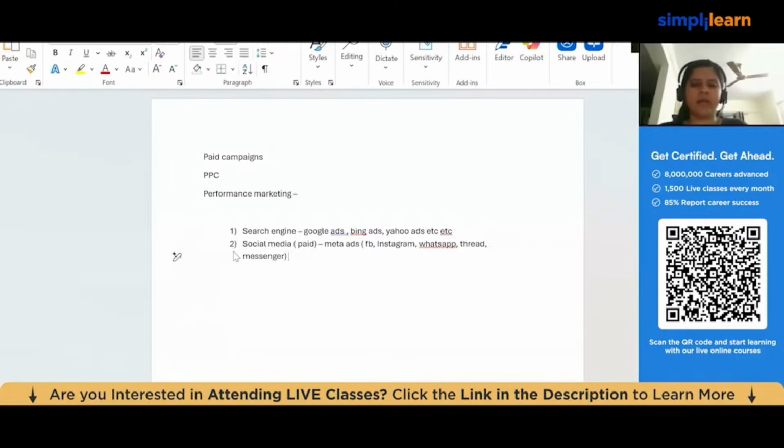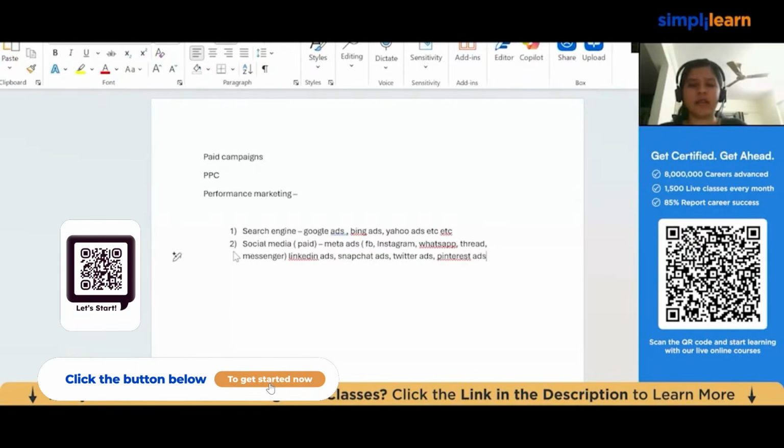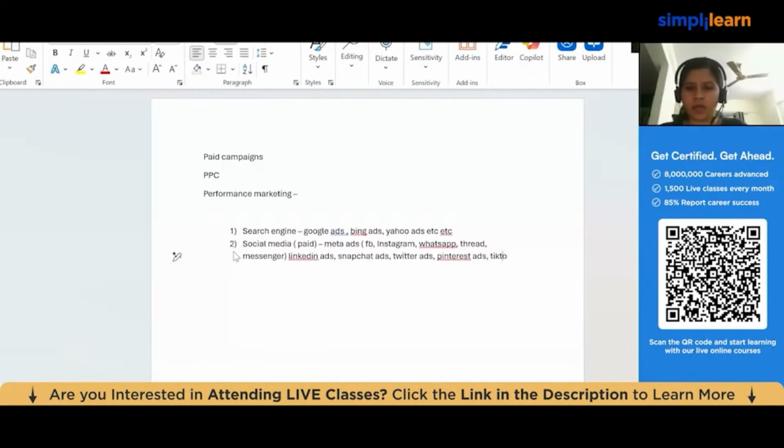Apart from that, you can do LinkedIn Ads, Snapchat Ads, I mean, any social media that you could think of. Twitter, Snap, Pinterest, TikTok as well. Though in India TikTok is banned, if you reside outside India, TikTok is a very important platform while running ads. So you have Pinterest, TikTok, Snapchat, Meta, etc.